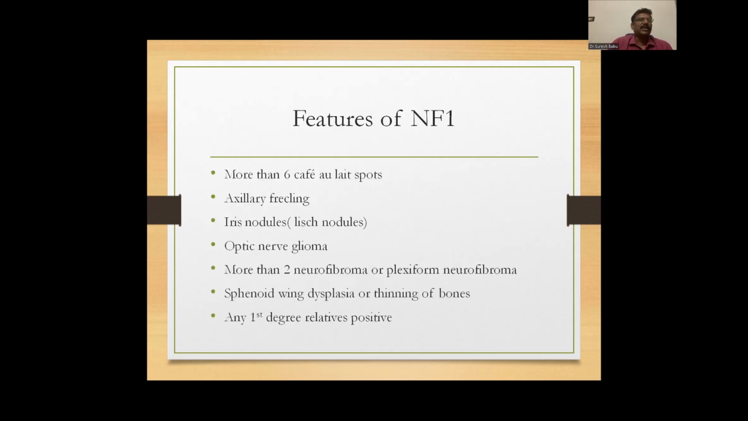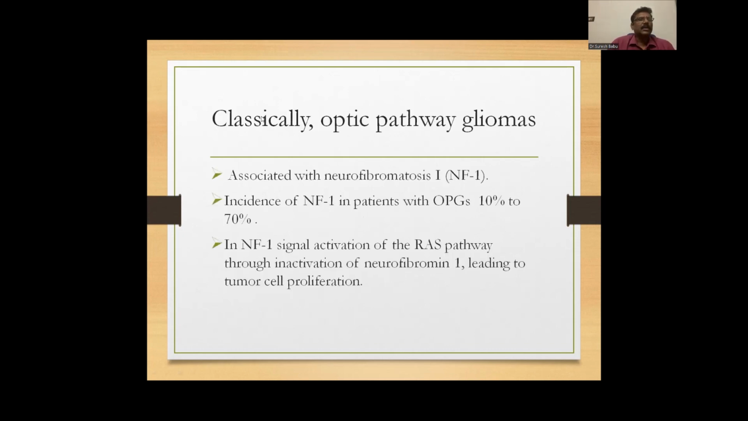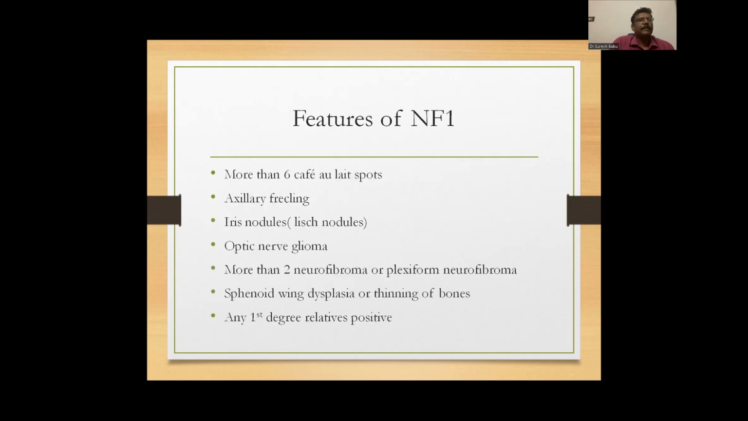In neurofibromatosis 1, what happens? There is signal activation of the RAS pathway through inactivation of neurofibromin 1. That is nothing but a tumor suppressor gene, well known to the PGs, and its loss leads to tumor cell proliferation. Next slide, please.